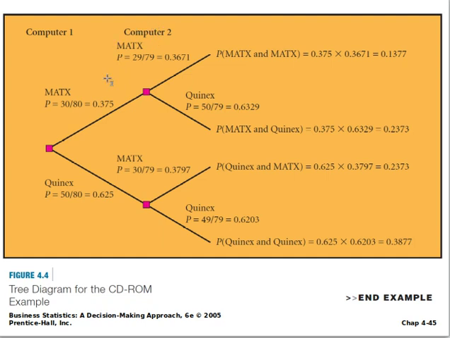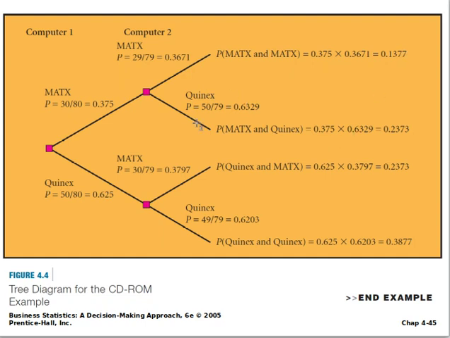For the second computer to have MATX as CD-ROM also, the probability is 29 over 79, or 0.3671. You multiply these two probabilities, which comes to 0.1377.